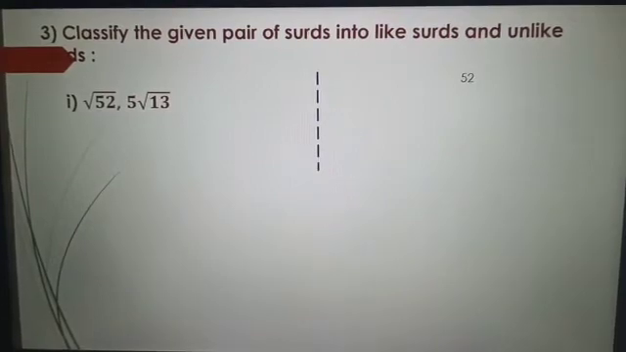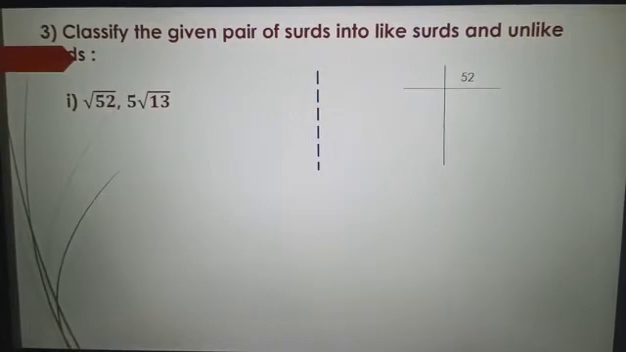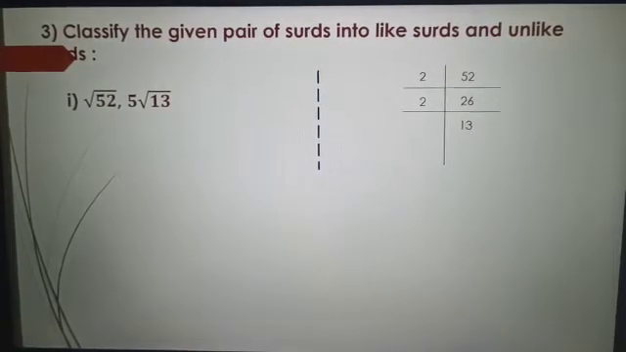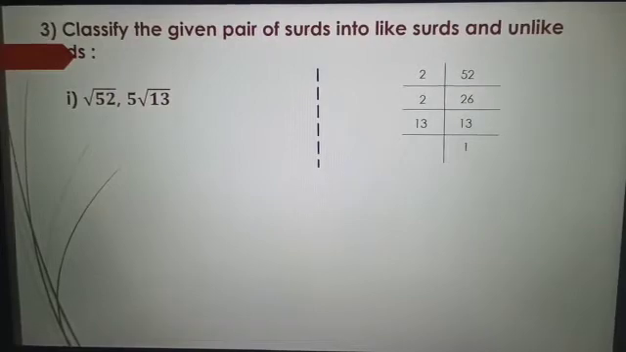By using factorization method, 52 goes on table number 2, so write 2 outside. This 52 goes 26 times. Now this 26 goes on table number 2. So now 26 will be how many times? 26 goes 13 times. 13 is a prime number. So write 13 outside. So 13 into 1 is equal to 13. So write these numbers. That means 2 into 2 into 13.